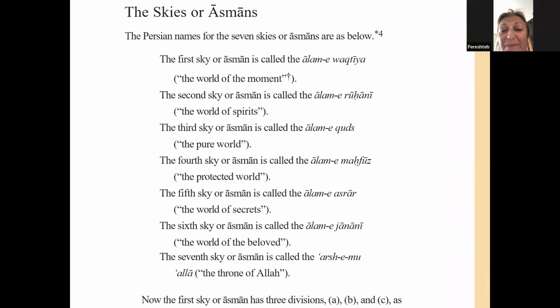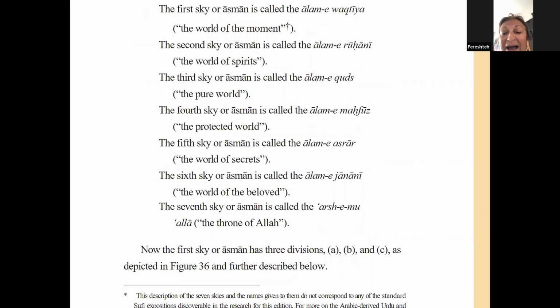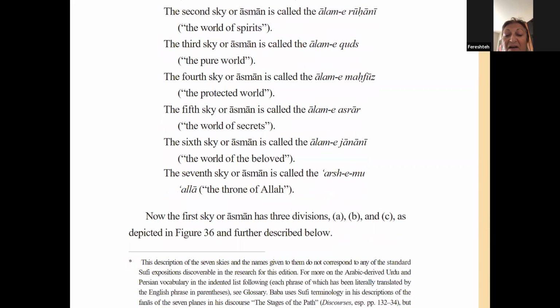The first sky or asaman is called Alame Waqtiya, the world of the moment. The second sky is called Alame Ruhani, the world of spirits. The third sky is called Alame Quds, the pure world. The 4th sky is called Alame Mahfuz, the protected world. The 5th sky is called Alame Asrar, the world of secrets. The 6th sky is called Alame Janan, the world of the beloved. The 7th sky is called Arshe Mola, the throne of Allah.